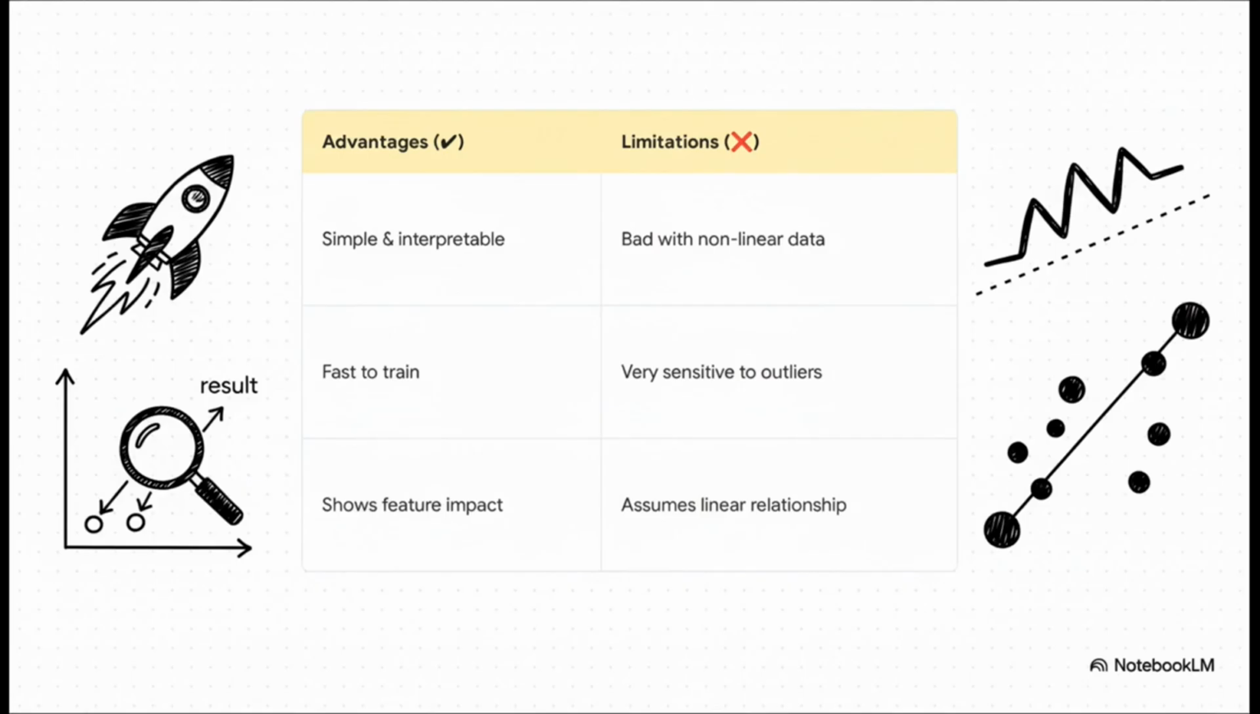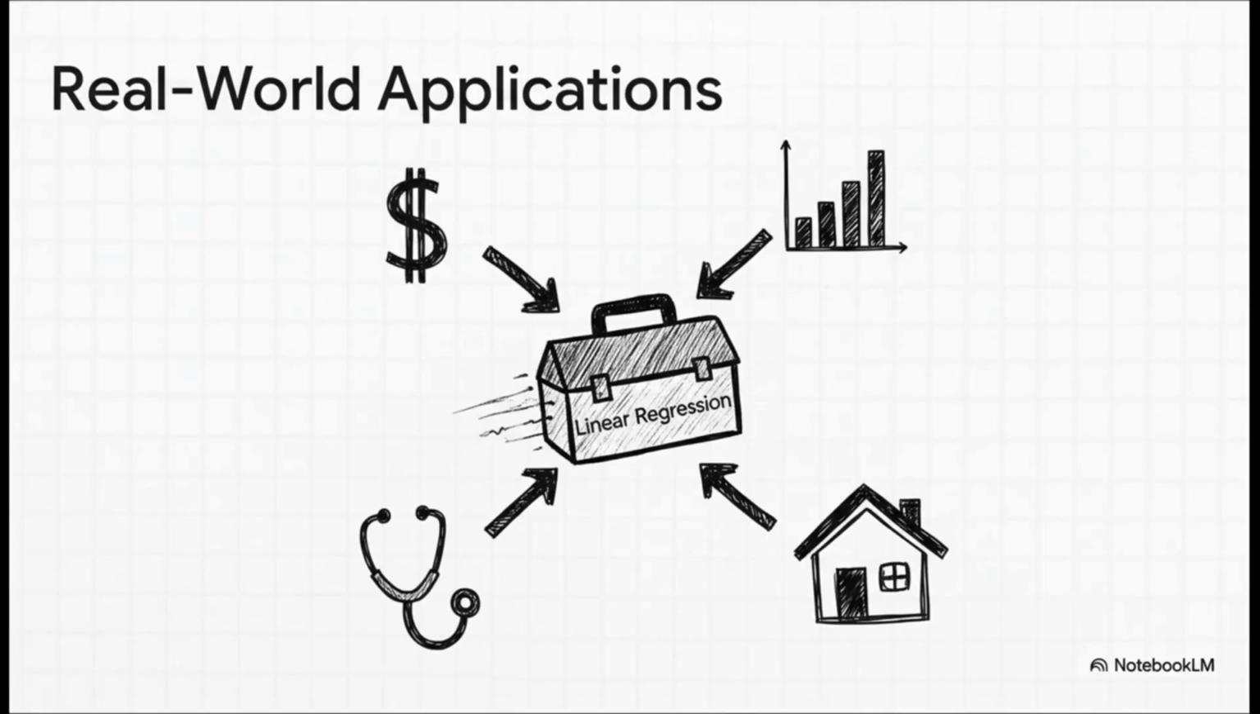But its biggest weakness is right there in the name. It only works if the relationship is actually linear. And it's super sensitive to outliers. Just one or two crazy expensive houses in your data can completely throw the whole line off course. But even with those limits, its raw power and simplicity make it an absolute workhorse in pretty much every industry you can think of. From business and real estate to finance and healthcare, this is often the very first tool a data scientist reaches for to start making sense of their data.